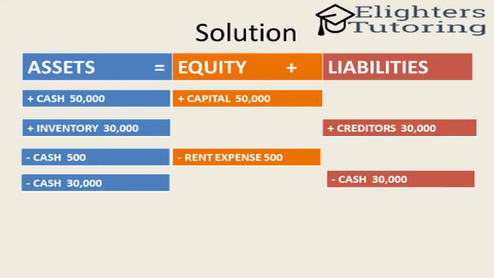Sorry, this is not cash. It will be the creditors, negative of creditors. So that will be the creditors instead of cash, but the amount will be 30,000.